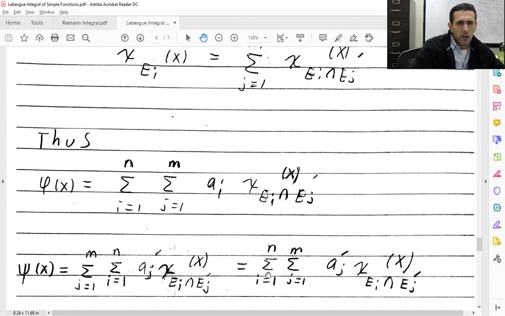All right. So when I write this here, I'm really thinking of one summation, i equals 1 to n, j equals 1 to m. You can write that obviously as one summation.